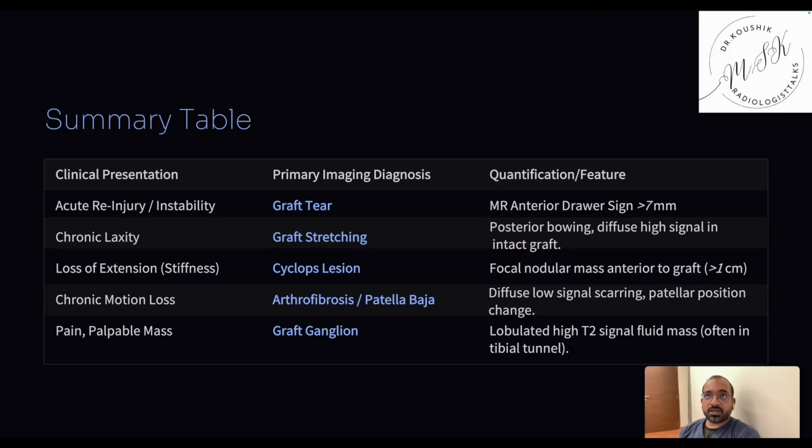When there is loss of extension, what should you expect? There is restricted motion or stiffness: a cyclops lesion, a focal nodular mass anterior to the graft. If there is chronic motion loss, then we should expect arthrofibrosis or anterior interval fibrosis causing patella baja, so diffuse increased signal, scarring, and patellar position change. These are the things in chronic motion loss. If there is pain and a palpable mass, then we need to look at graft ganglion formation.